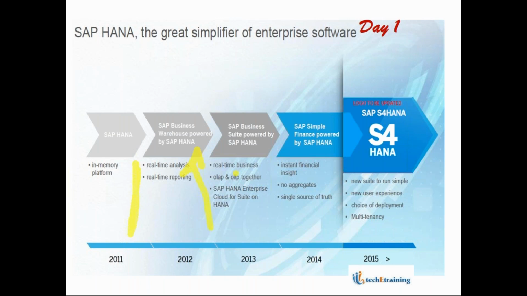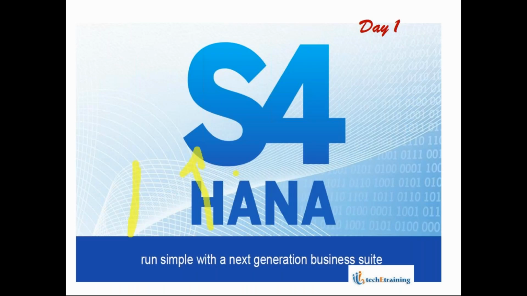Okay, coming to S4 HANA. S4 HANA is a new version of HANA. SAP introduced it in 2011 as a normal in-memory database, and in 2012 they introduced it as a HANA platform and BI systems, BW on HANA, and later they introduced Business Suite on HANA, and after that they introduced a new brand. At the end of 2015 and beginning of 2016 they introduced it as a new brand, S4 HANA. S4 HANA is a new brand name of SAP.